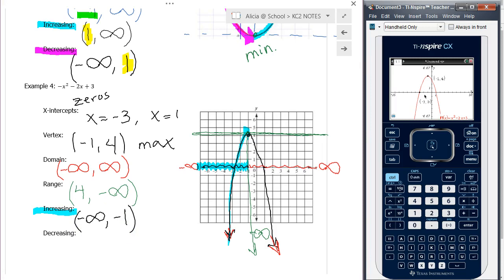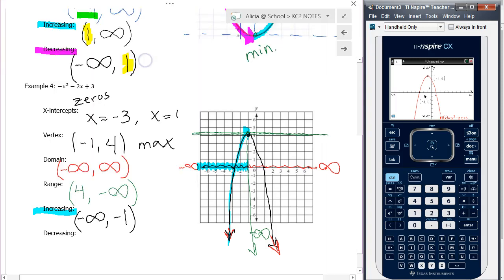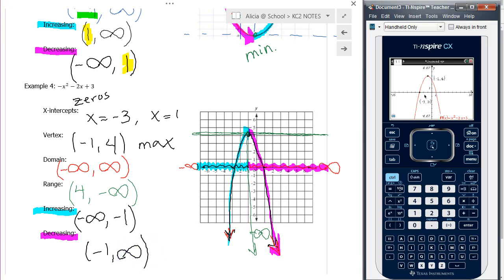And what is happening after that vertex? So from negative 1 to positive infinity, what is my function doing? And I see here that my function's all the way up here, and all of a sudden it's going downward for all of these x values from negative 1 to positive infinity. So that is where it's decreasing because my graph is going down. So from negative 1 to positive infinity, my graph is going downward.